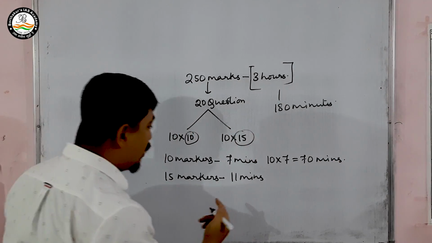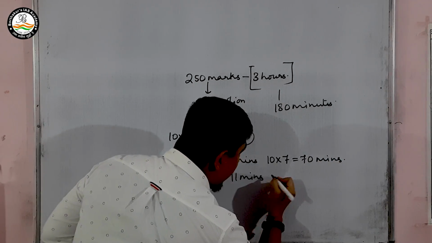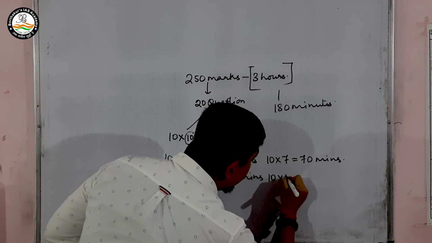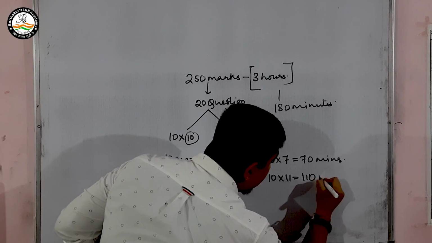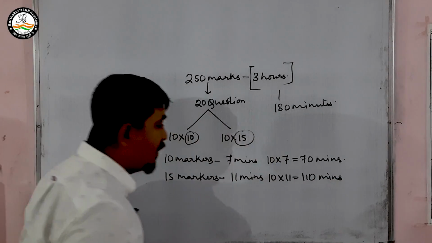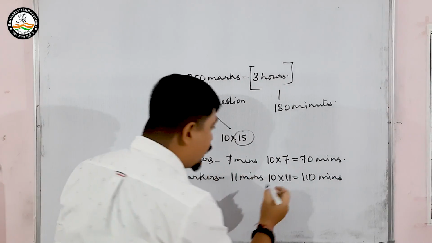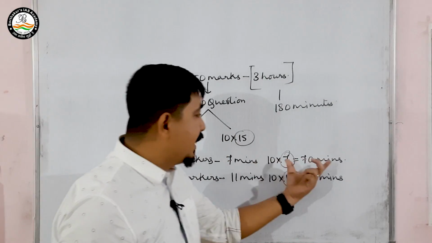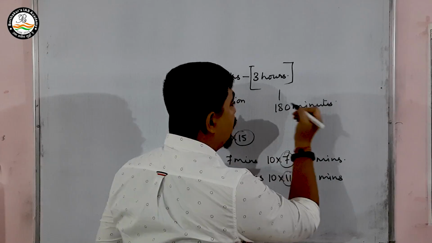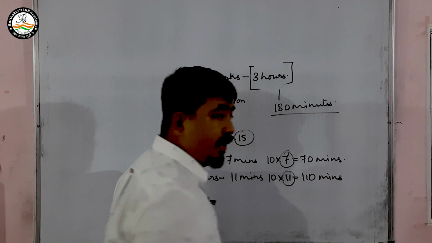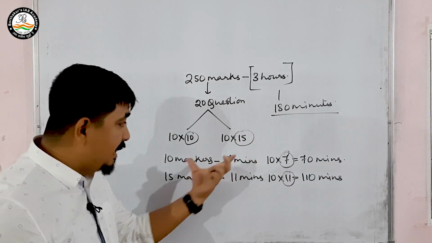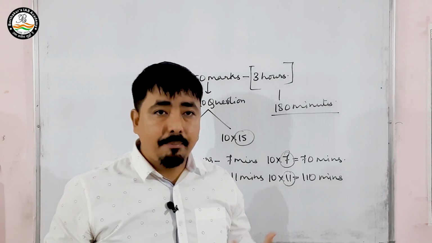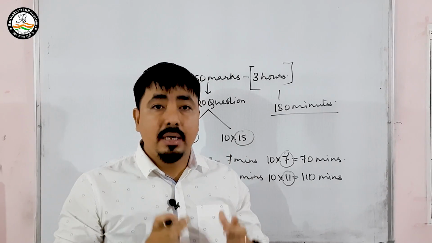Then your 15 marker questions are going to take around 110 minutes. So if you use this time properly, basically 7 minutes and 11 minutes, then you can easily complete your question paper in 180 minutes. So this is the time that you need to keep in mind. Let us now move to the other parts that your answer should have.